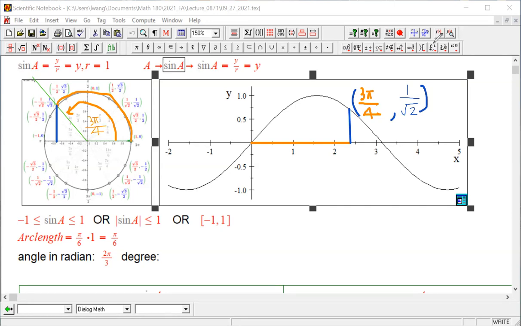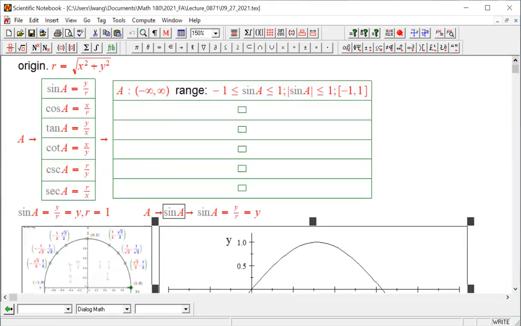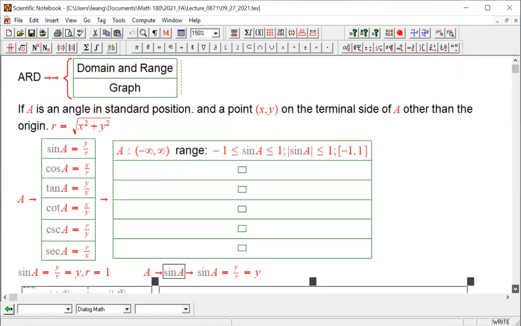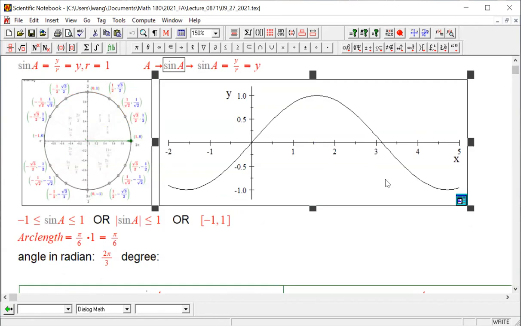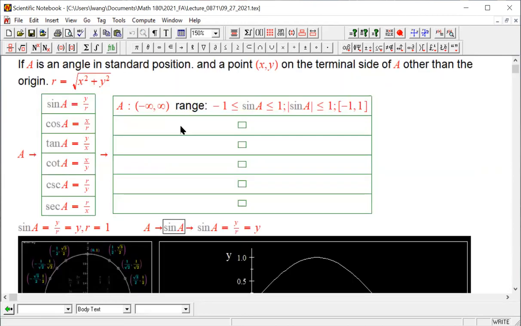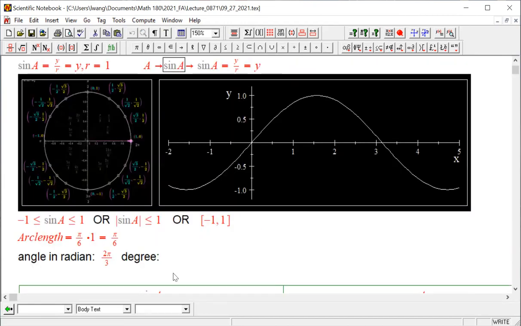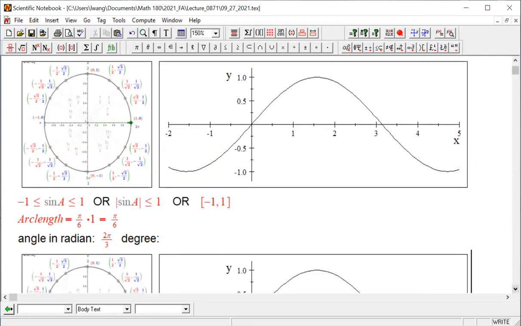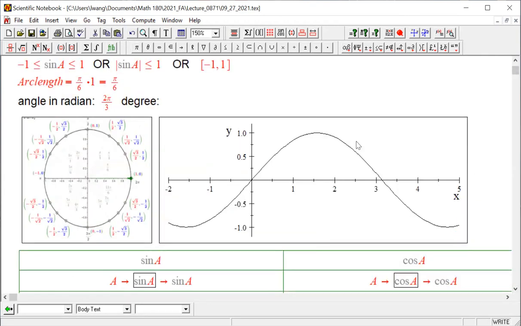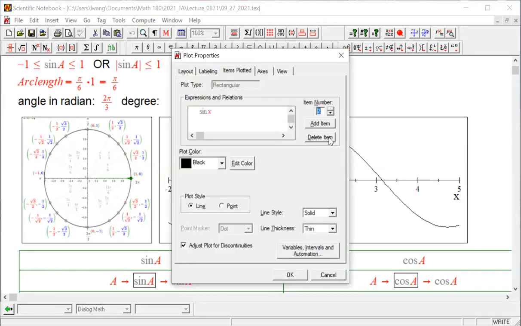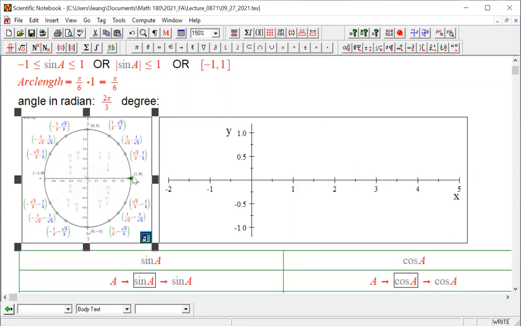So now I'm going to clean up. Let's work at the cosine. How I'm going to work at the cosine, I'm just going to borrow this picture over here. And of course, I'm going to remove the curve. Have we talked about the domain and range for cosine? It's pretty much the same concept, right?